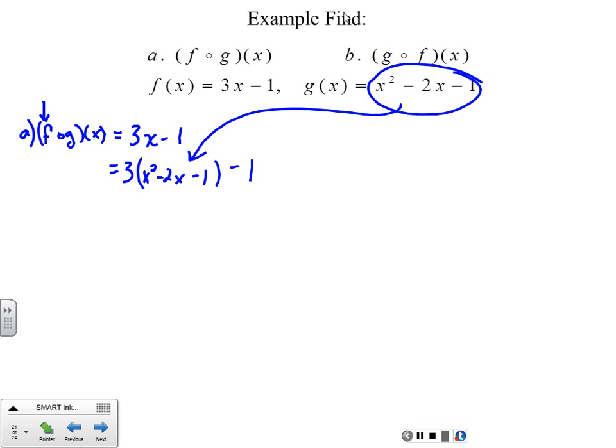And that's your composition. From here, you just do the algebra. So we're going to do the distributive property. We'll have 3x squared minus 6x minus 3 minus 1. Combine your like terms, and you've got it. So 3x squared minus 6x minus 4 is going to be f composite g. Alright?